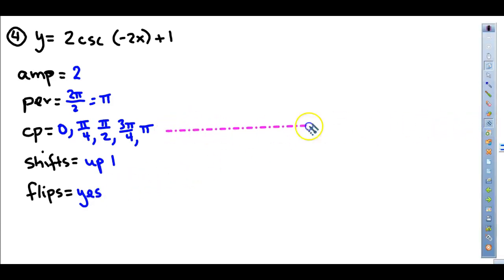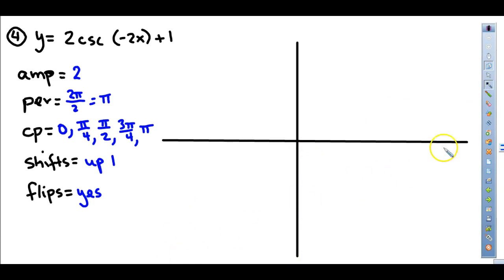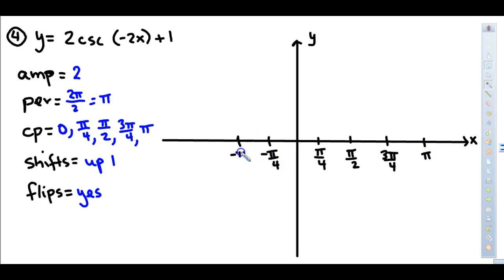Okay? So let's set, whoa, I don't want a dotted line and I don't want it pink either. Let's fix that. There we go. Okay, so we're going to set this up. Our amplitude is 2, so I need to leave room for that and put their opposites. But I do have a shift up, so I know I'm going to have to add another unit up here so I can make room for my graph, okay?